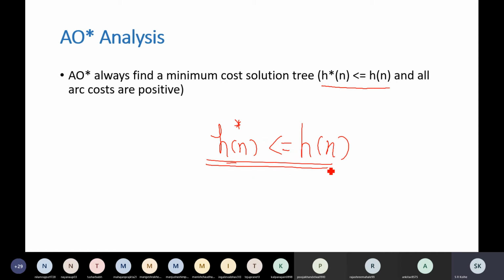Heuristic, of course, this is a heuristic function. What is this? It will give you minimum cost solution provided that H star n is less than or equal to Hn. Estimated cost is always less than or equal to actual cost. What is the word for this? Underestimate. Correct. This is underestimate.